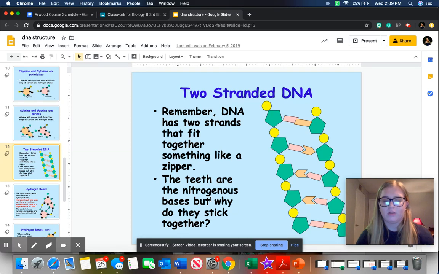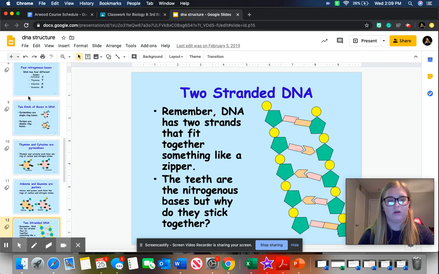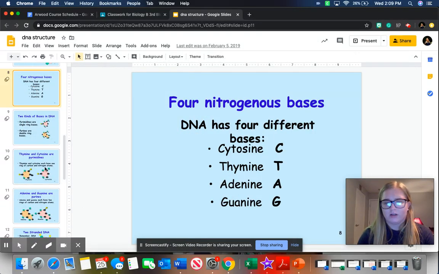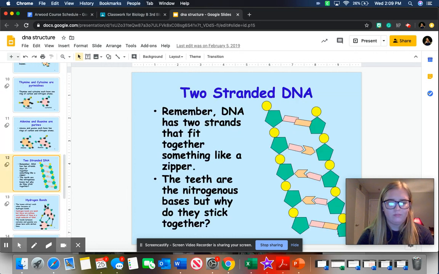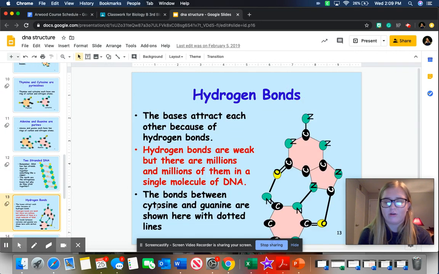So remember, the DNA is 2 strands of DNA that fit together. It's kind of like a zipper or a ladder, and the teeth are the nitrogenous bases. Those are these 4 things I just talked to you about. So they are all held together by hydrogen bonds. The bonds are weak, but there are millions and millions of them in a single DNA molecule. So that's what holds them together.